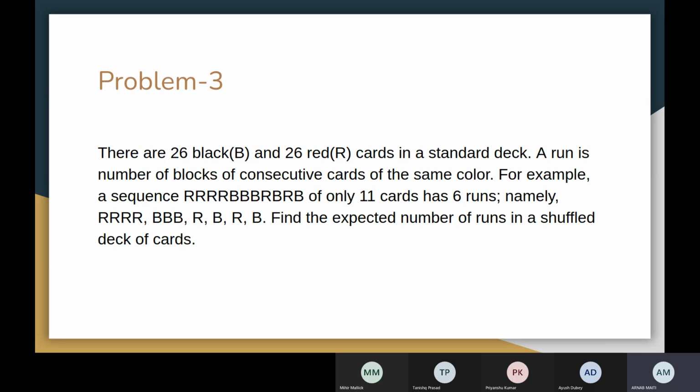So there are 26 black and 26 red cards in a standard deck. A run is a number of blocks of consecutive cards of the same color. So for example, a sequence of 11 cards has 6 runs: RRR, BBB, RB, RB. Find the expected number of runs in a shuffled deck of cards. So that's what you have.